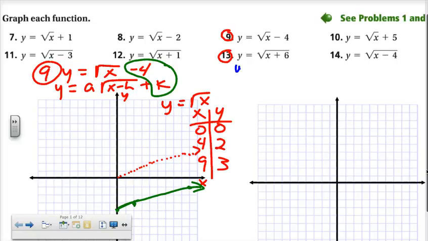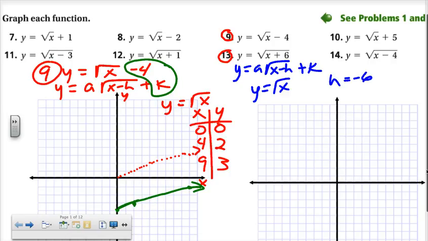Then for number 13, this one we realize again is just the graph of y equals the square root of x, but this one has an h of negative 6. So that means I'm going to need to move this one left a negative 6 units. So I'll go ahead and get my sketch from the red table here, just like I did in the last one. So we've got our 0, 0, 4, 2, 9, 3 as our guide for shape. And then I need to move that 6 units to the left.